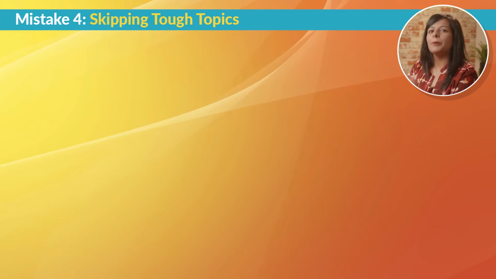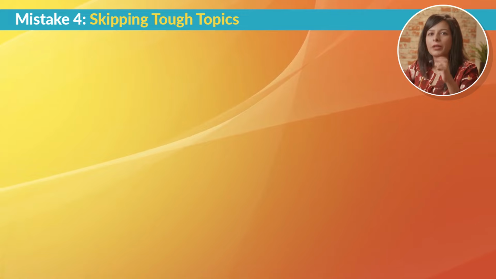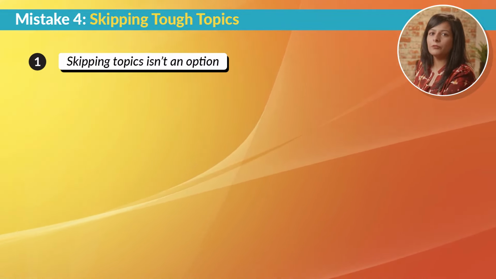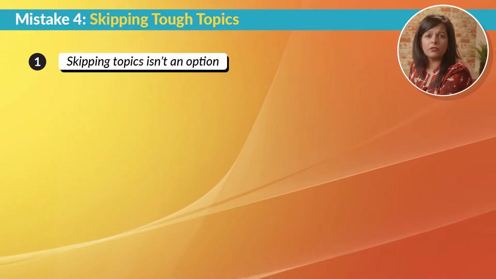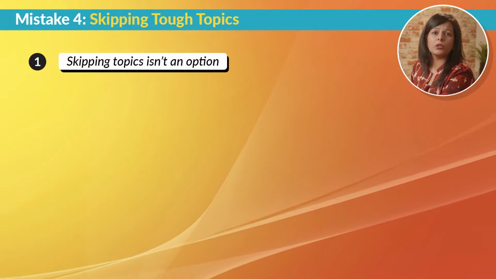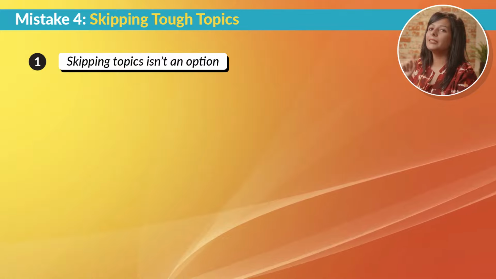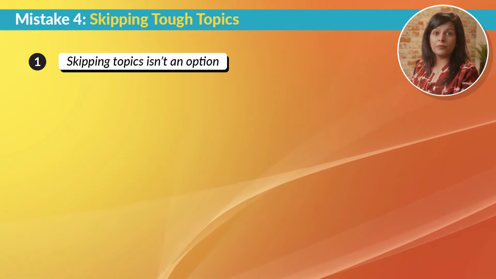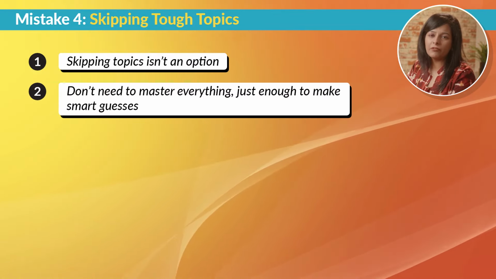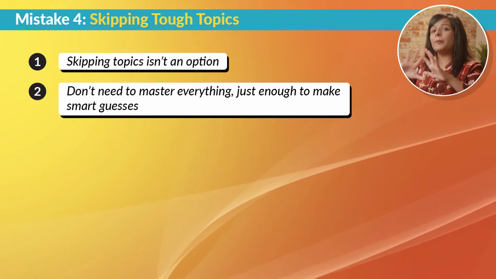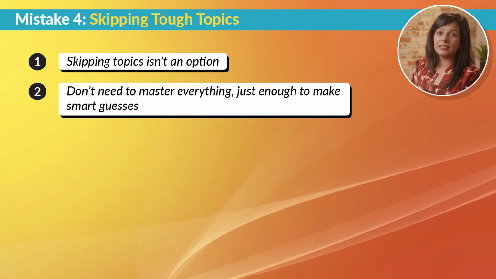The fourth big mistake is skipping tough topics. We all have our academic nightmares. For some, it's maths. For others, it's research aptitude or literary theory. But if you're aiming to succeed, skipping topics isn't an option. You don't need to master every concept like a PhD scholar. But you do need enough familiarity to make smart guesses in the exam.